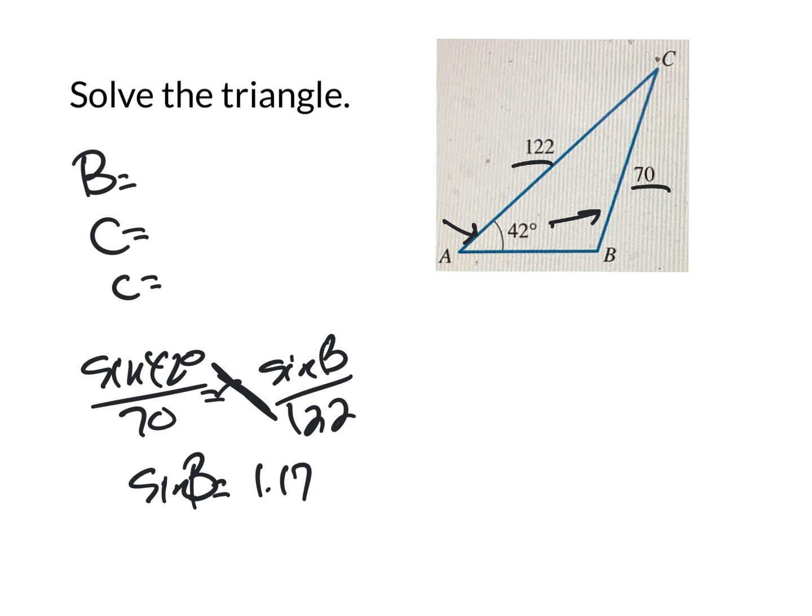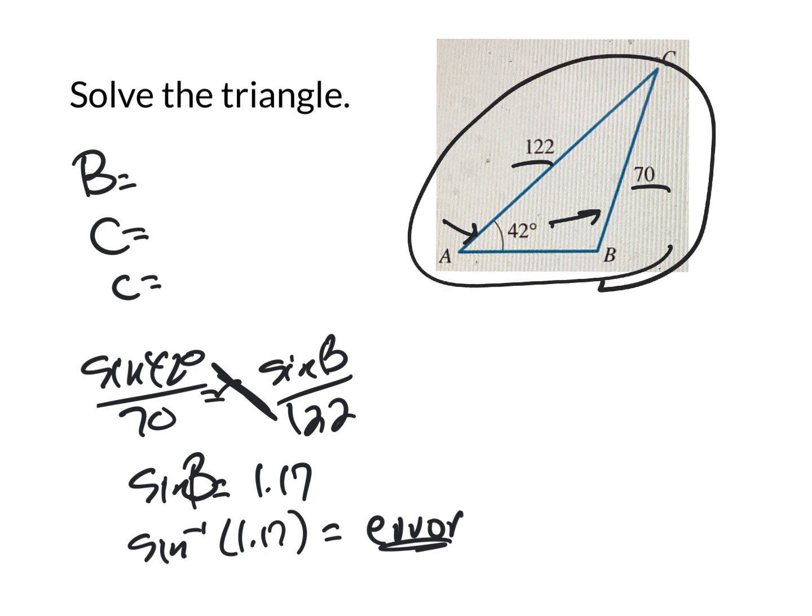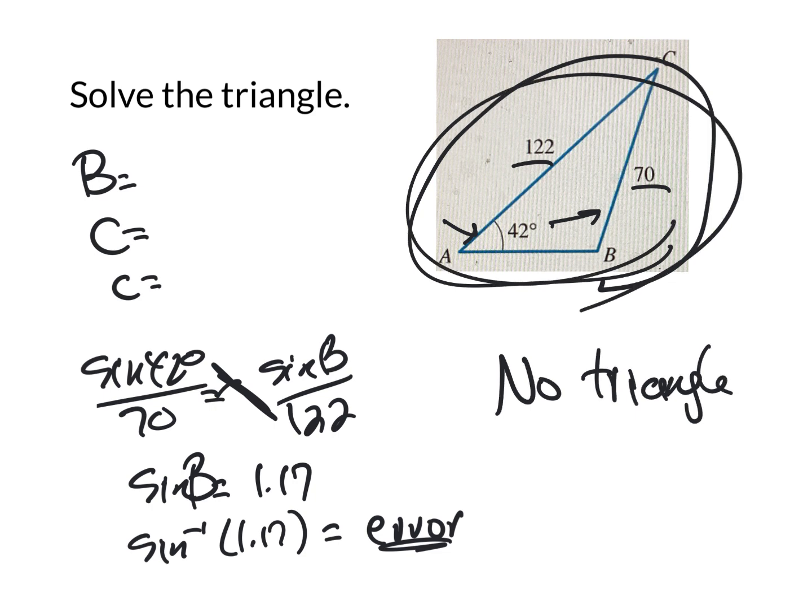If you try to punch it in your calculator, like you do second sine, inverse sine of 1.17, it's going to tell you error on your calculator, and it's going to say domain because there's no way it can be that big. Okay, sine cannot be that value. So what that means is this picture, even though they try to draw a triangle with those values, it's not a triangle. So we just put no triangle or no solution. No triangle exists with those numbers. There's no way. It's impossible. All right, so that's all there is to it.